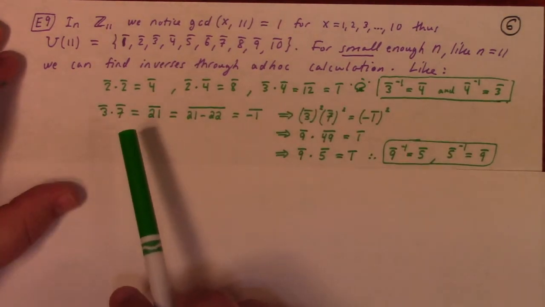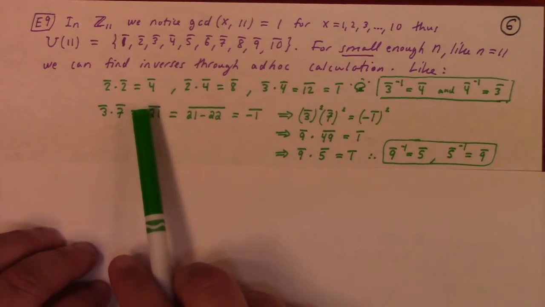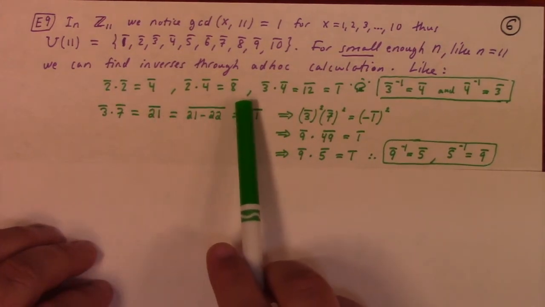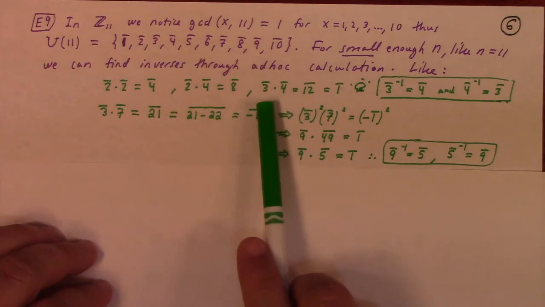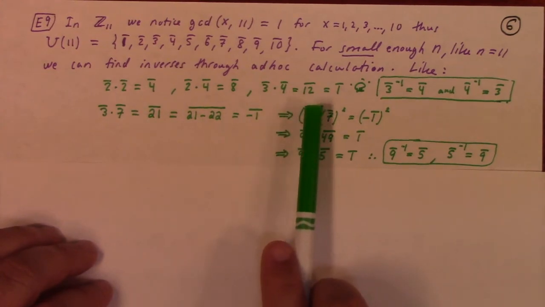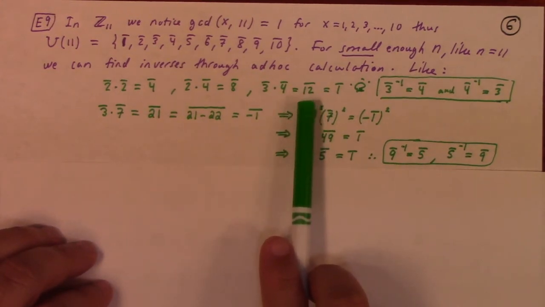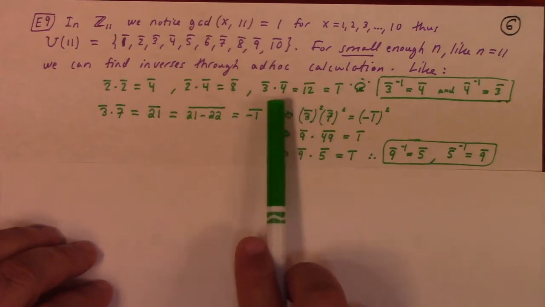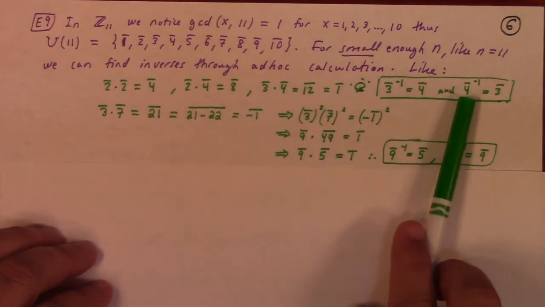So I'm like, 2 times 2 is 4. Okay, great. 2 times 4 is 8. Okay, good. 3 times 4 is 12. Oh, hey, 12 is congruent to 1 mod 11. I just found that 3 inverse is 4 and 4 inverse is 3.